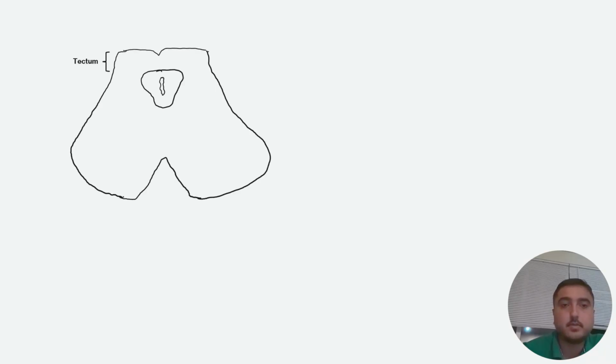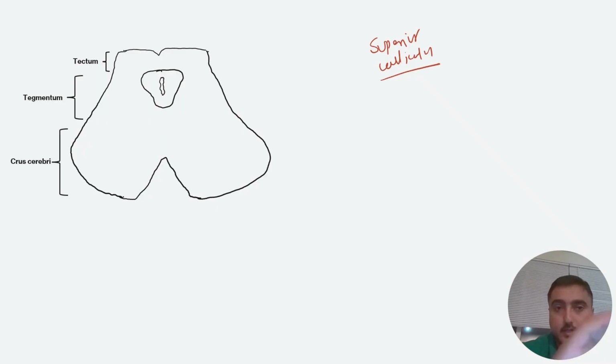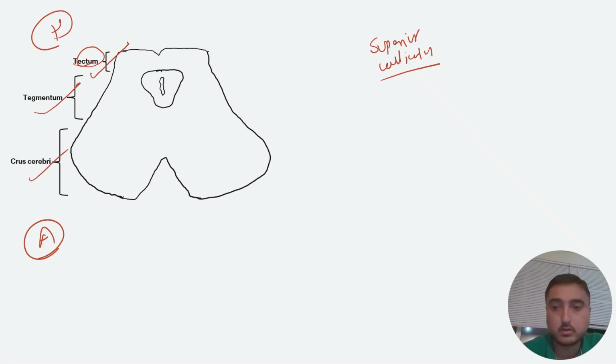Now this is a section of the midbrain at the level of the superior colliculus. The midbrain can be divided into 3 regions. This is a cross section, so the 3 regions would be the tectum at the back, so this is the posterior side and this is the anterior side. On the posterior side we have the tectum, in the middle we have the tegmentum, and the most anterior would be the crus cerebri. This one at the middle is where the CSF is flowing, the cerebral aqueduct, and the surrounding area is the periaqueductal gray.